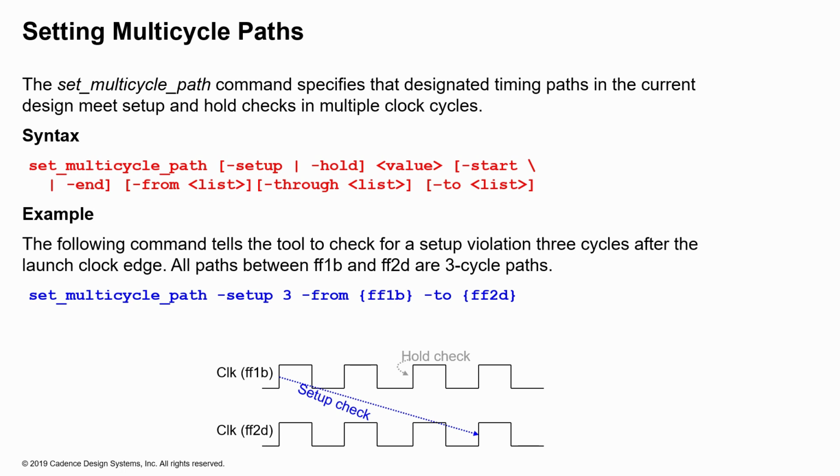So therefore, it would actually check the hold one cycle before the setup check. Now, if you don't want that to happen, and if it's supposed to be only a setup multicycle, then basically you need to let the tool know by setting another, dash hold as well.